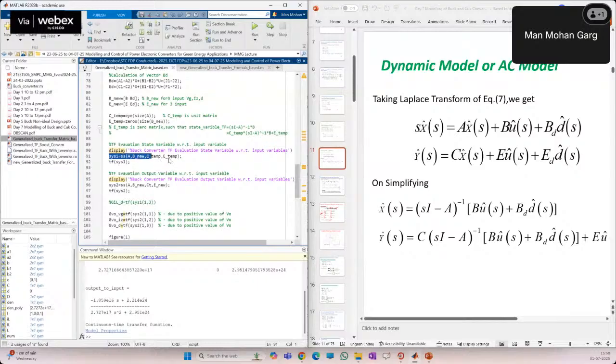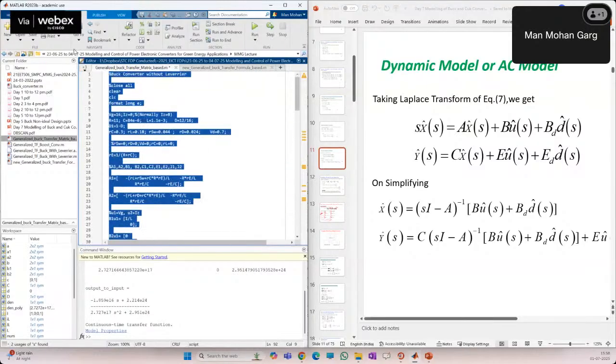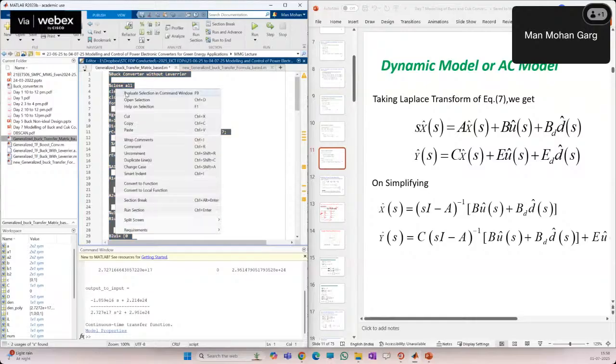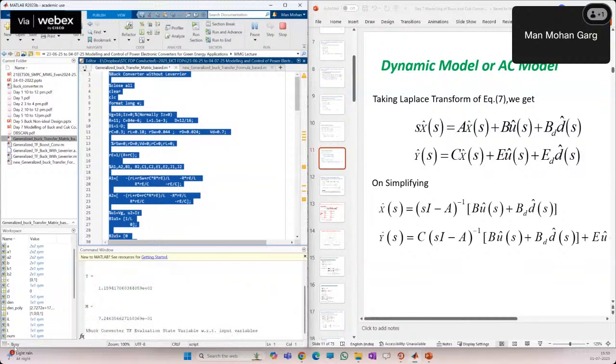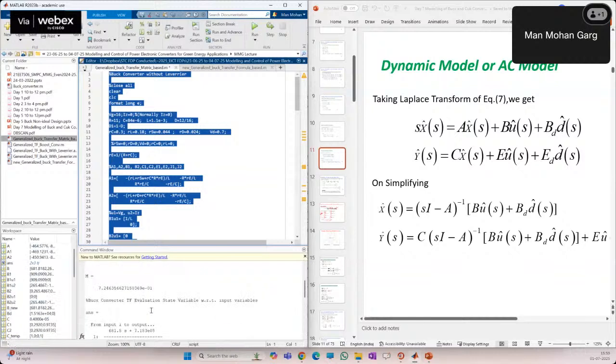So we will write just one command. This is a very important command: system1 equal to ss(A, B, C, D). This is the format. For us, A will remain A, B is B new, C is C temporary and D is D temporary. With the help of this, we will get these transfer functions, tf(system1). So if I just run this much, we will give the selections. This is running. See, we get 6 transfer functions.